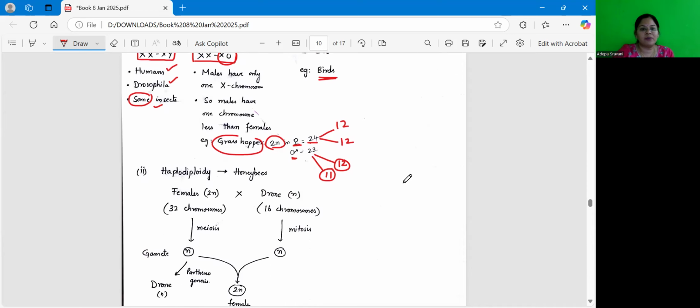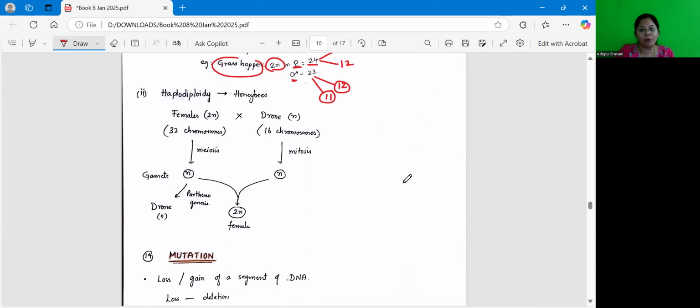Next type of sex determination is based on the ploidy. It is haplodiploidy condition, which is seen in honeybees. Now, in honeybees, we usually don't count the numbers. It is whether they are diploid or haploid. If the individual is diploid, then that individual will be female. If the individual is haploid, then that will be a male. And males, in case of honeybees, we call them drones.